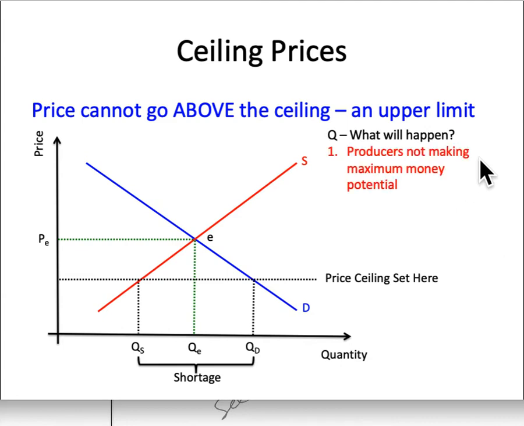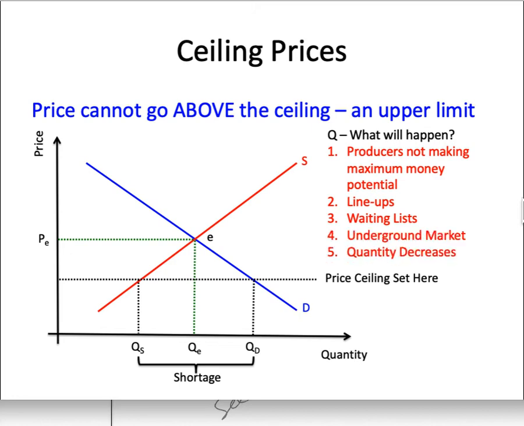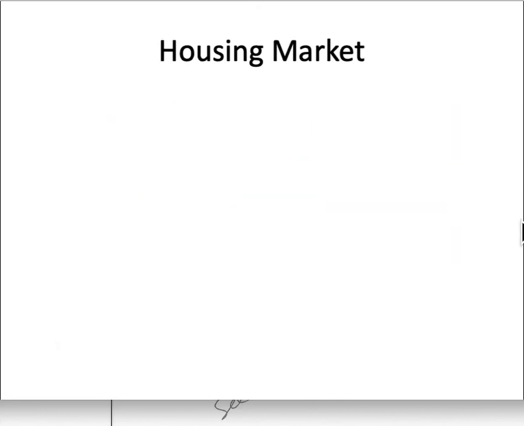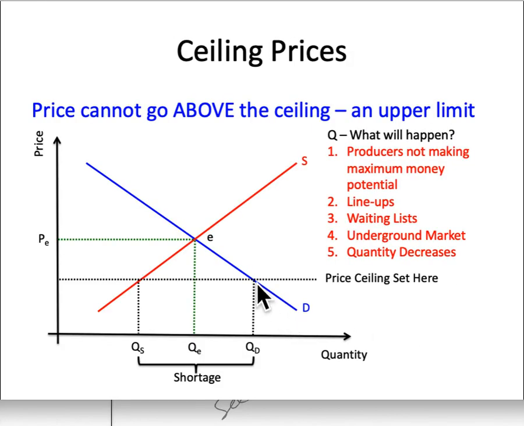So what will happen? Producers will not make as much money. Lineups will occur, waiting lists will occur, underground economies will occur, all those kinds of things will happen. Quantity will go down. This is inefficient, but people who buy at this low price get an advantage because they're buying something cheaper, and that makes their quality of life better.